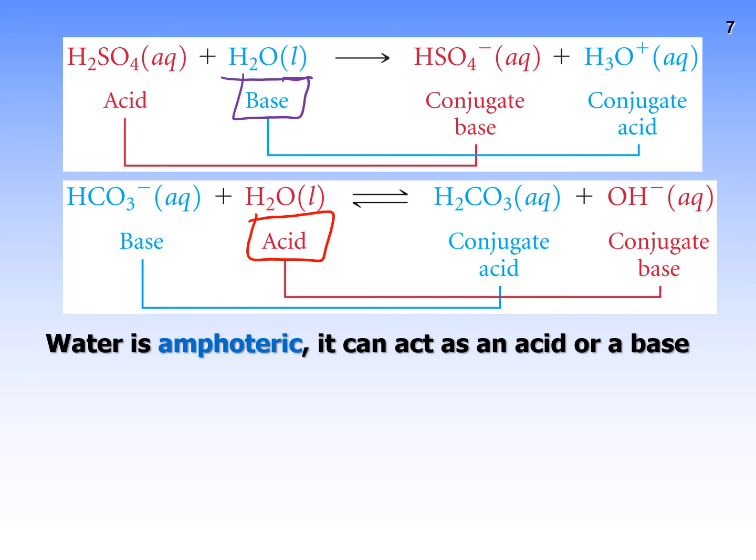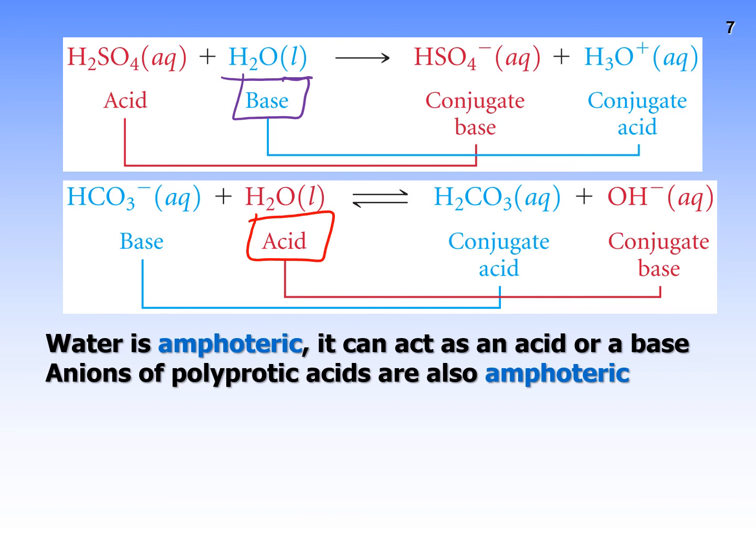This is true of many different substances as well, other than just water. But water is by far the one we see most often. The other group that are amphoteric are anions of polyprotic acids. Now, polyprotic acids might be a new word for you. Polyprotic effectively means that we have more than one hydrogen attached to our acid, right?